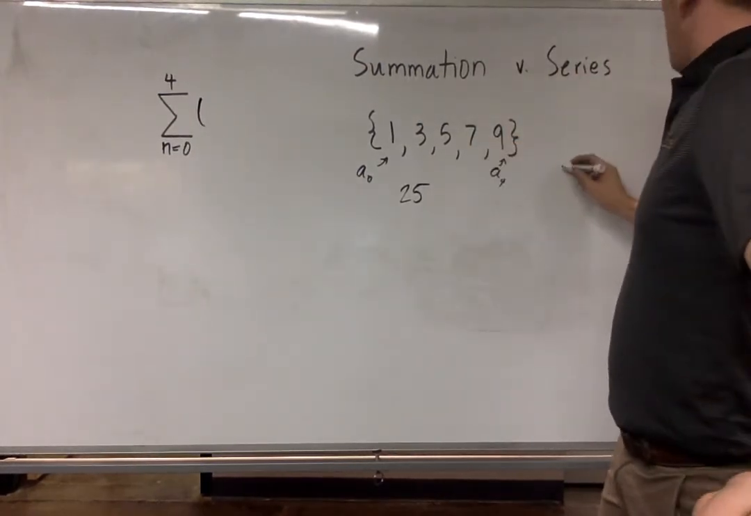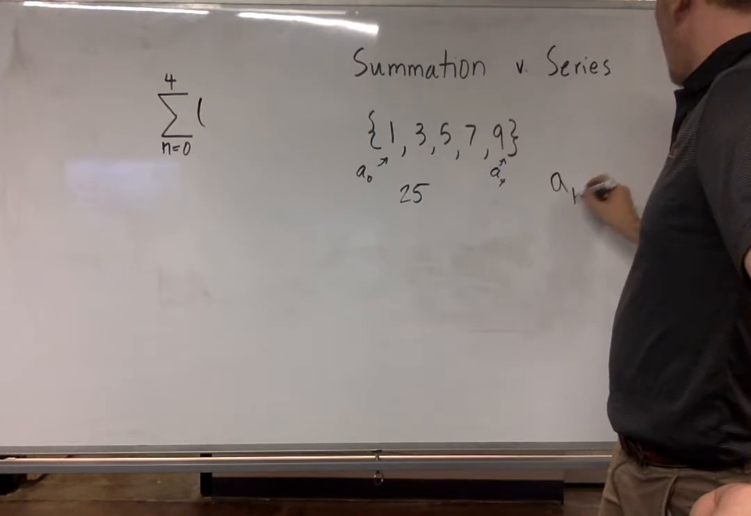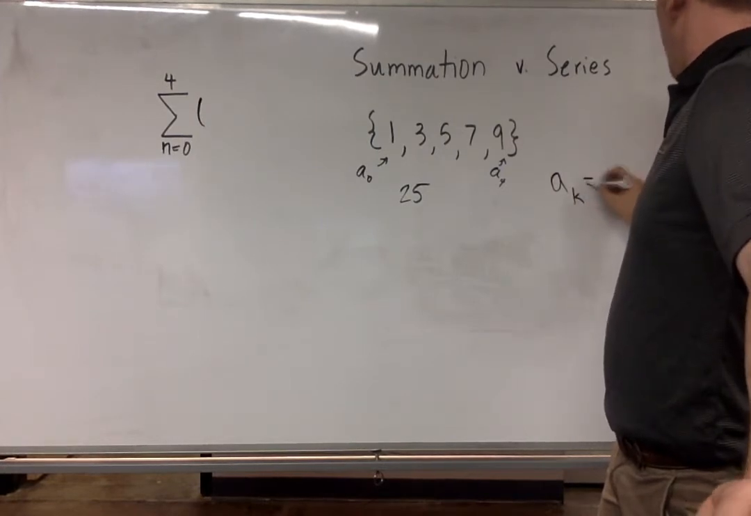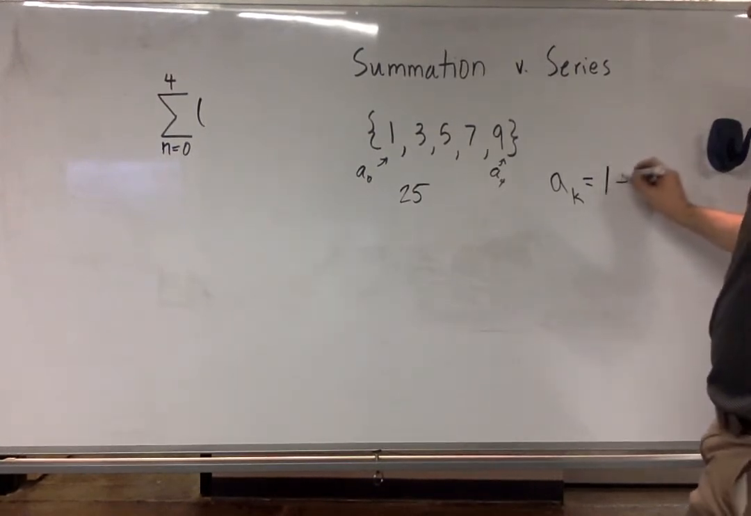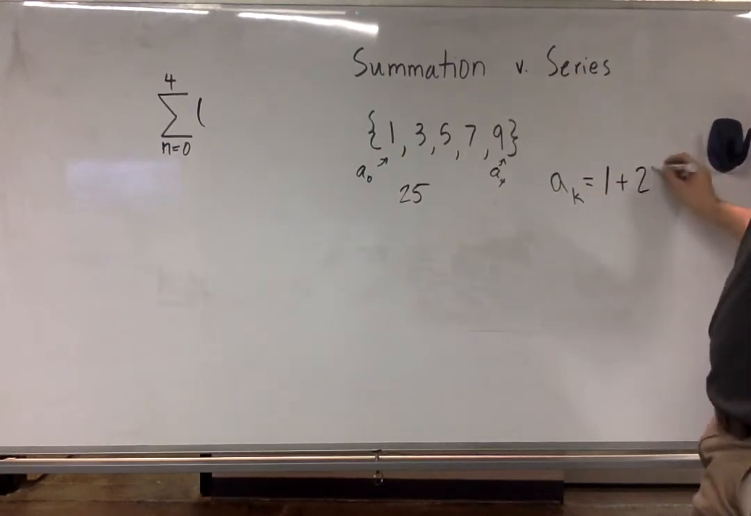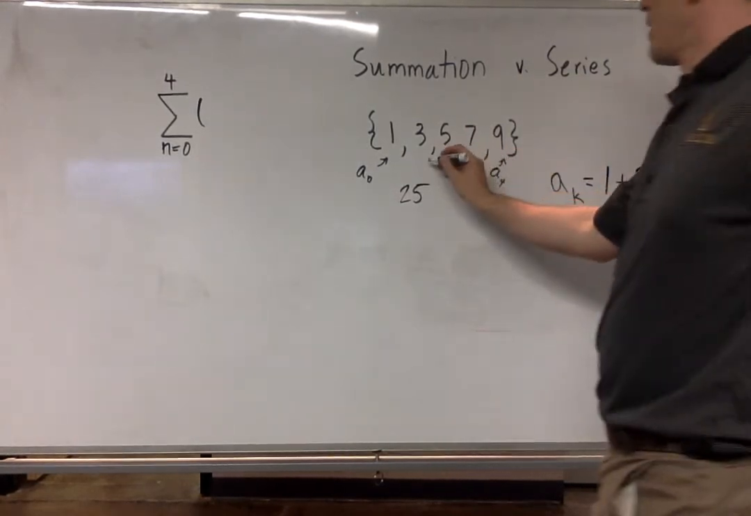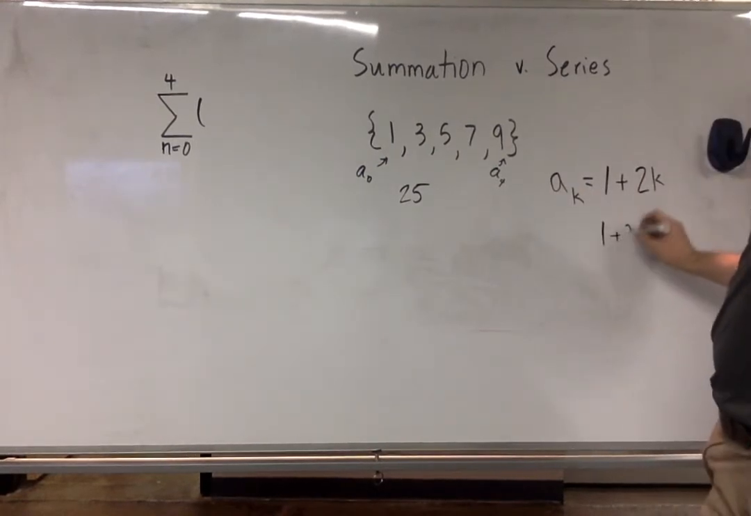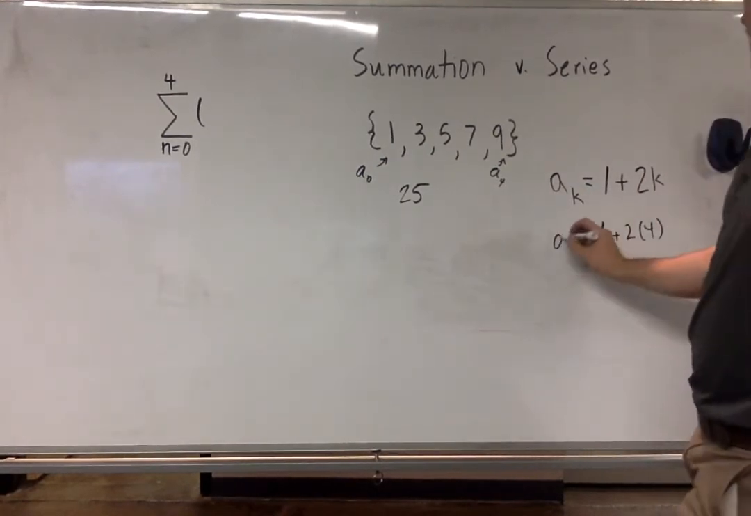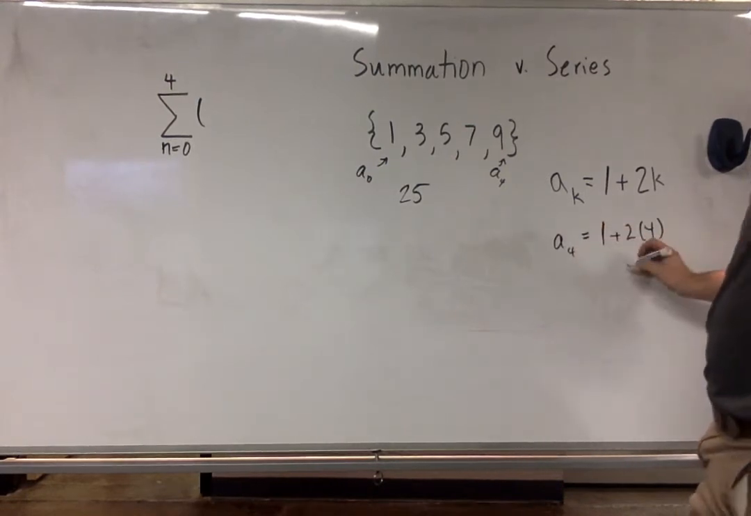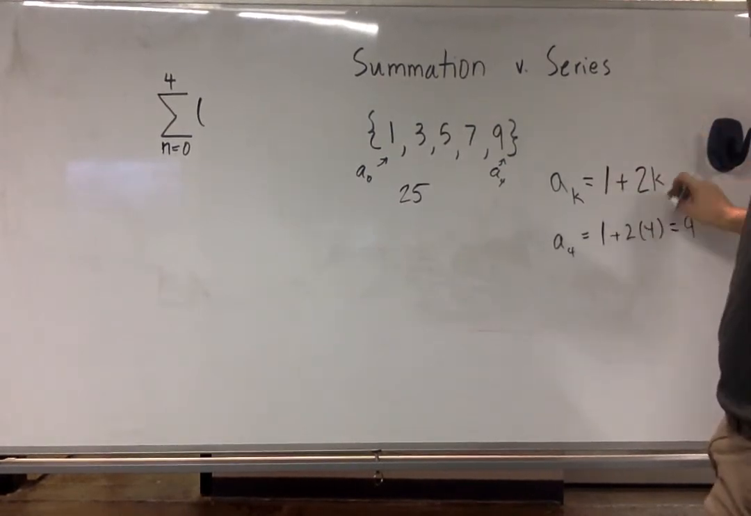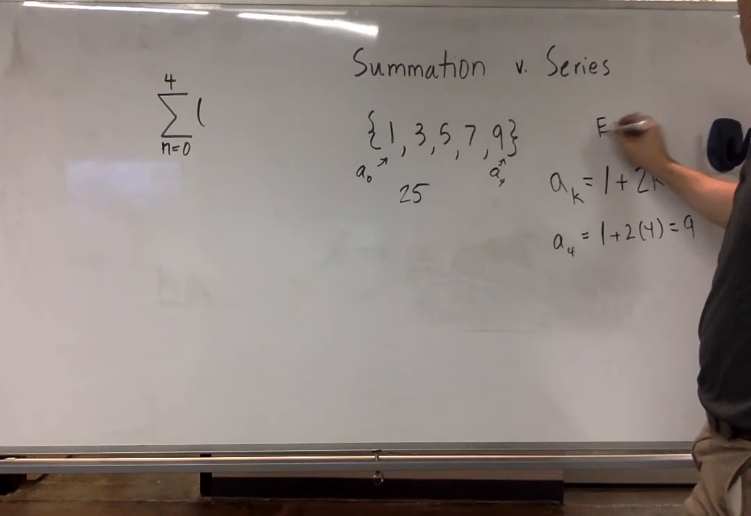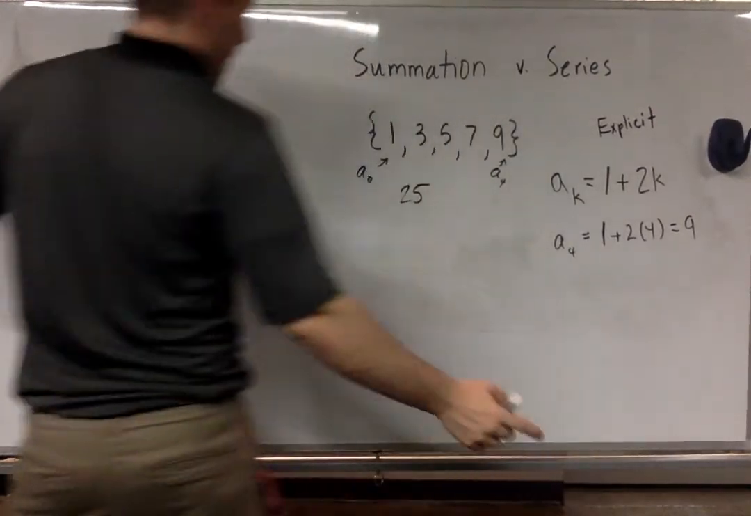Let's define this sequence explicitly. So any term, a sub k, can be found by plugging in k, and let's see, the initial term was 1, each one is plus 2, so 1 plus 2k. And let's check this, a sub 4 would be 1 plus 2 times 4. So that's 1 plus 8, which is 9, which is the fifth term, a sub 4. Cool, so this works.